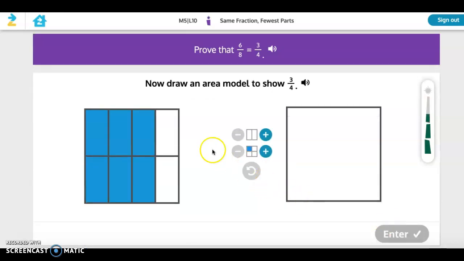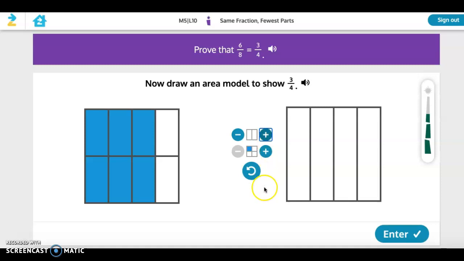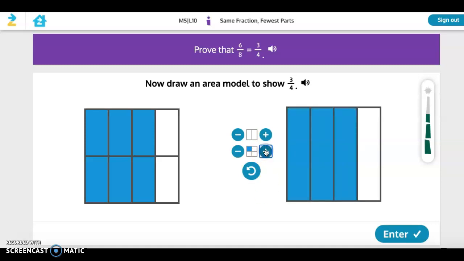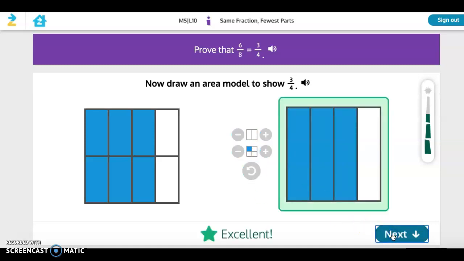So now draw an area model to show 3/4. Okay, so 2 pieces, 3 pieces, 4 pieces. Let's shade 1, 2, 3 in. Superb.